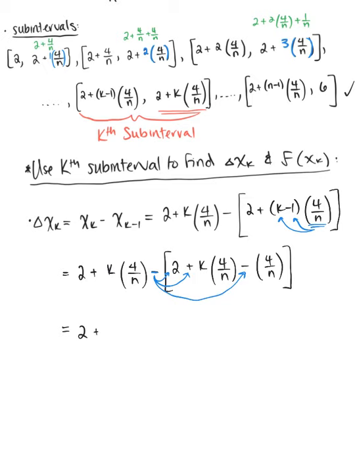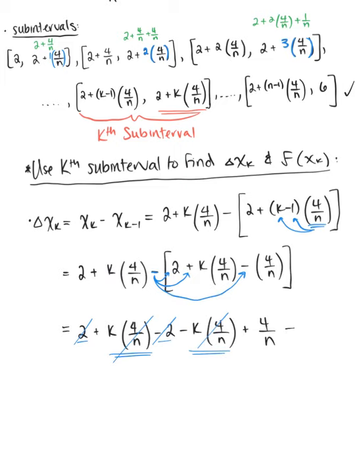Look at all this fabulous cancellation. We've got 2 plus k times 4 over n, and then a minus 2 minus k times 4 over n, and then negative times a negative leaves us with plus 4 over n. The 2 minus 2 cancel each other out. The positive k times 4 over n minus k times 4 over n cancel each other out. And we are left with 4 over n, which is what we wanted. Woohoo! So we've confirmed our width. This is the width in the kth subinterval. We need the height in our kth subinterval, so f of x sub k. Again, we're using that right-hand endpoint.